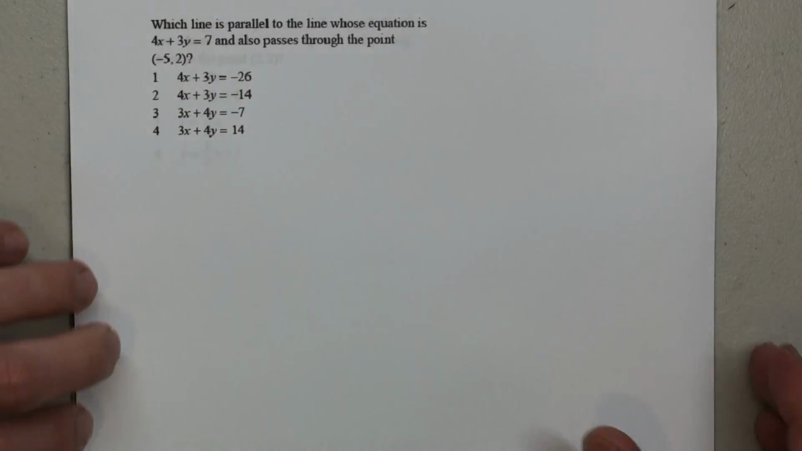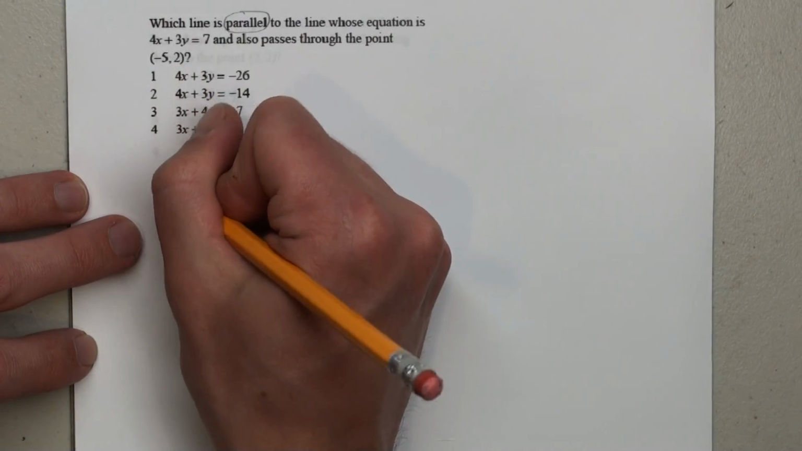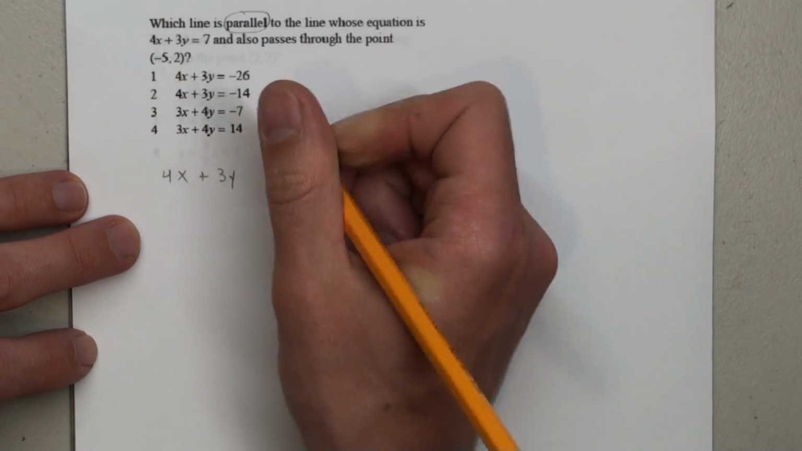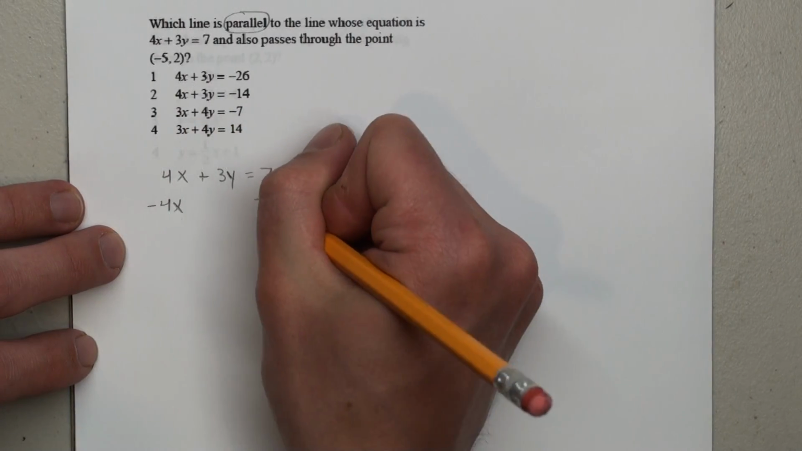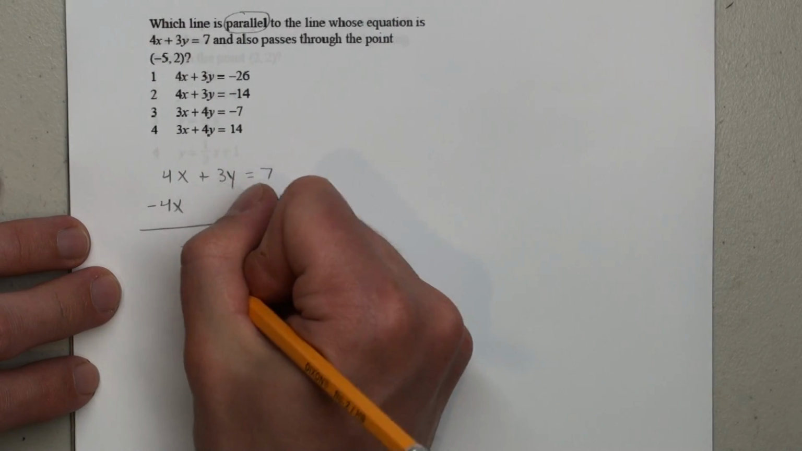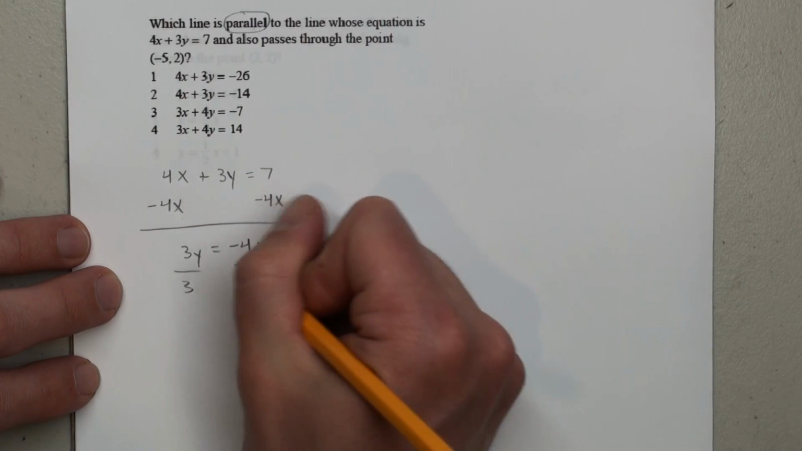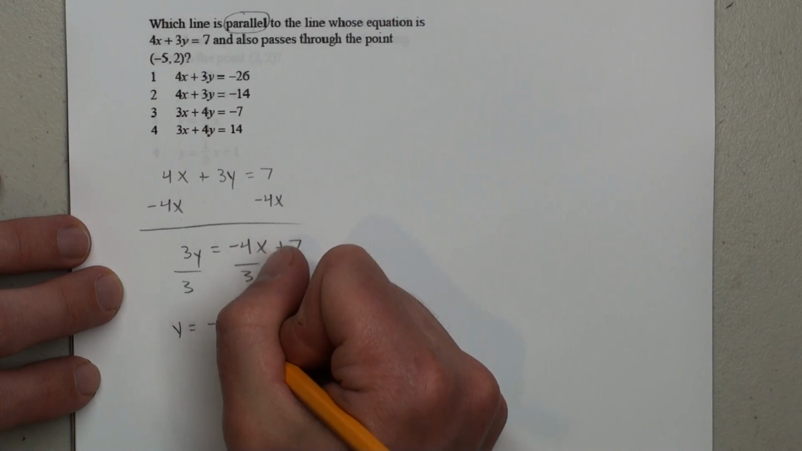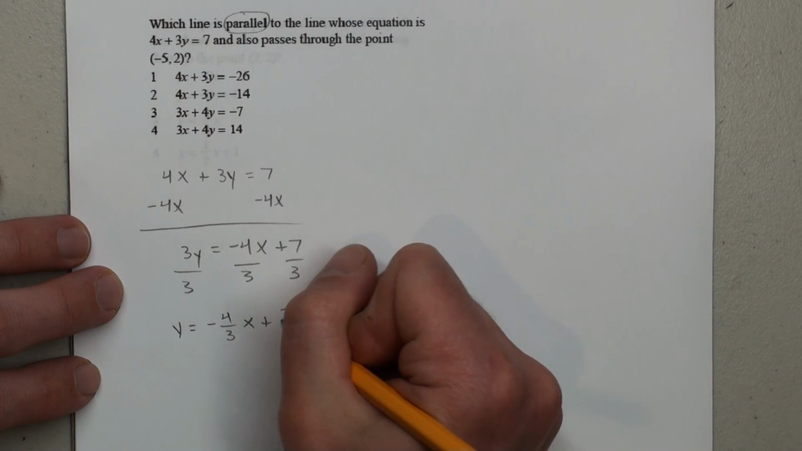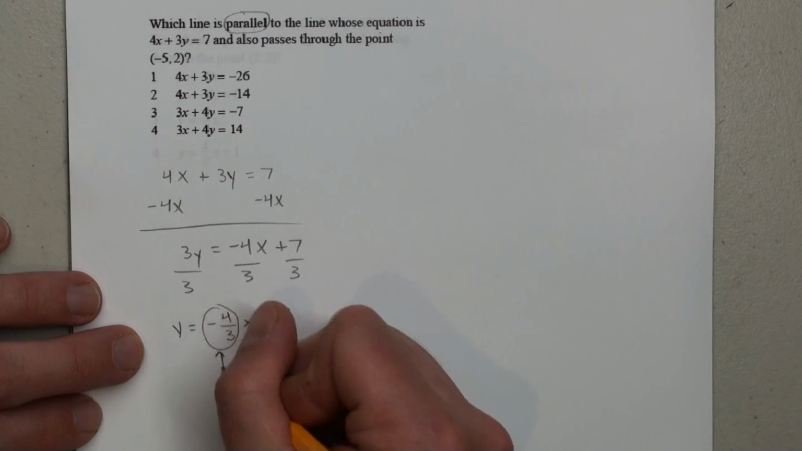4. We're getting there. Parallel to this line whose equation is 4x. Unfortunately, I have to rearrange this one, right? Sometimes they're nice, sometimes they're not. 3y equals negative 4x plus 7. Y equals negative 4/3 x plus 7/3. There's the slope I'm looking for.